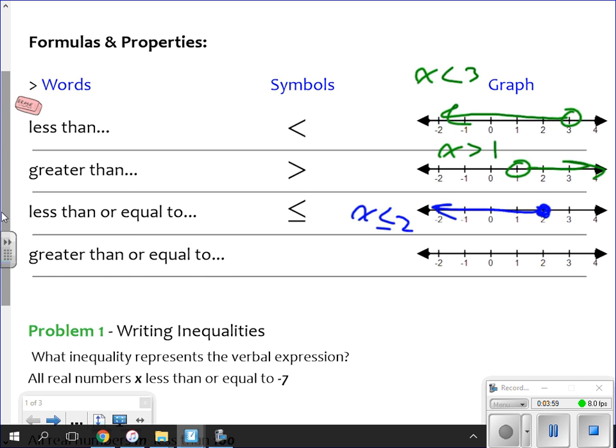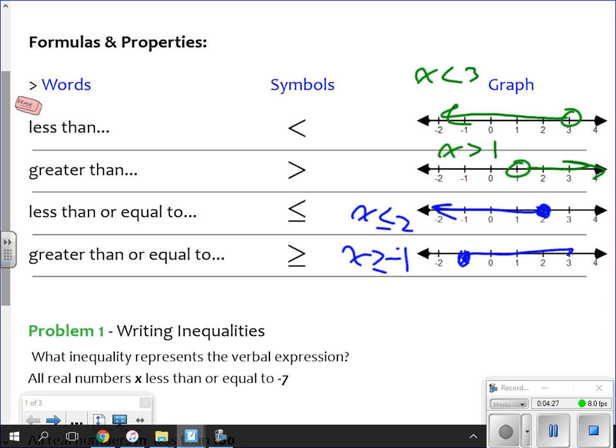And then we have greater than or equal to, which means everything greater than or any number equal to that. So for example, if I have X is greater than or equal to -1, can X be -1? If everything's greater than or equal to -1, can X be -1? Yeah, because it's or equal to, so it's allowed to be that number.